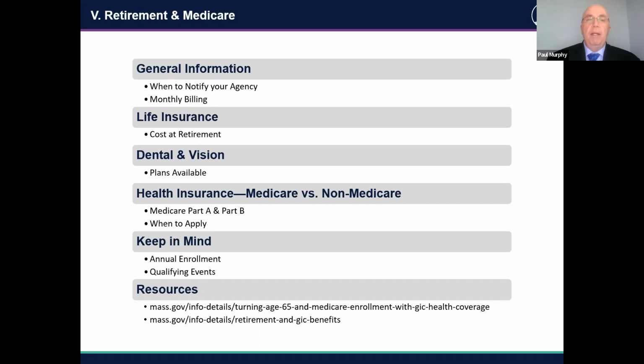But we want people to keep this in mind that when you retire, the premium for the optional life insurance does increase at retirement. And after age 70, the cost to continue that optional life insurance goes up every 5 years after age 70. So at age 70, 75, 80, etc., the premium does increase to keep that coverage. So we encourage people to look at the optional life insurance when they are thinking about retirement.